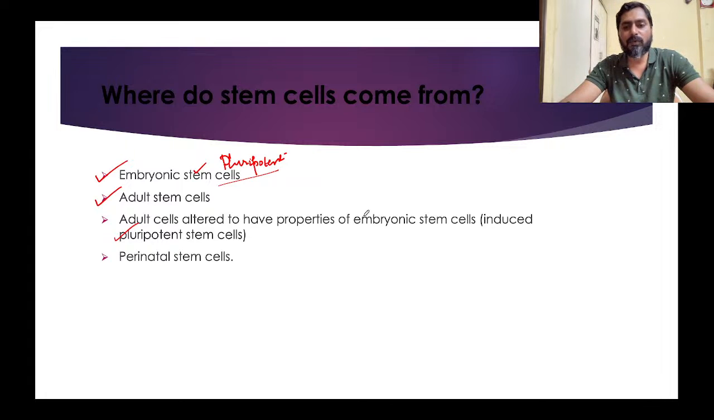Now, what is this induced pluripotent stem cell? What we are doing is that in labs we want to convert adult stem cells into pluripotent stem cells. So we want to create some conditions under which adult stem cells convert into pluripotent stem cells. Then we can convert them into different cells in our body. It is induced because it is done in the lab. That is why we call them induced pluripotent stem cells.